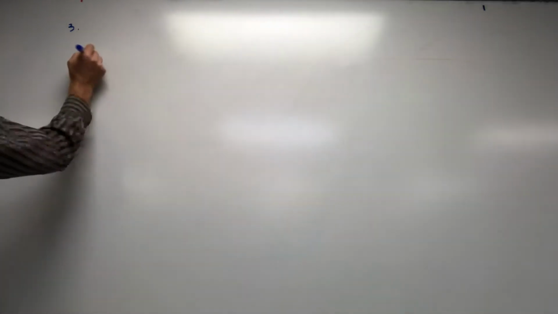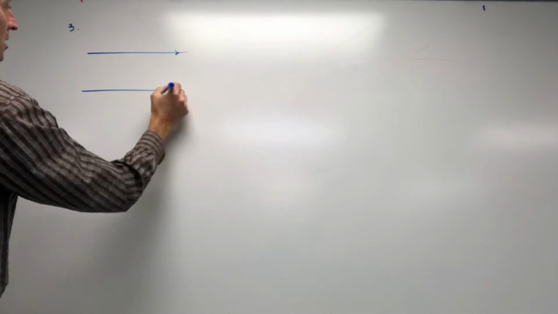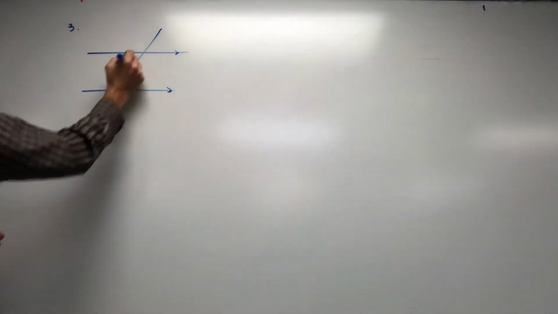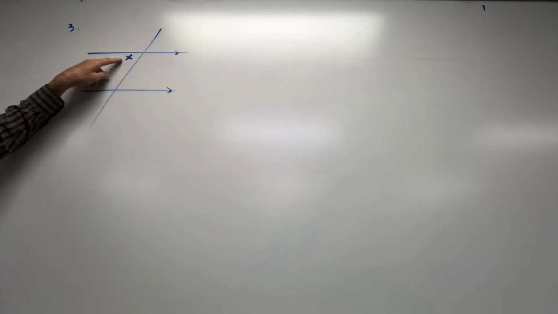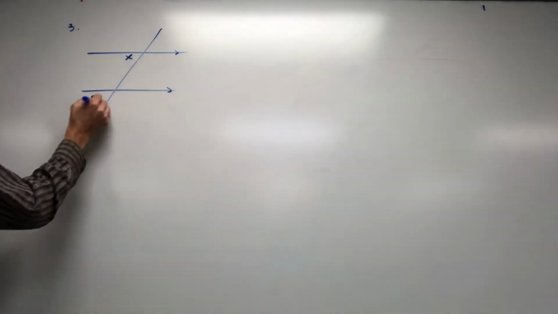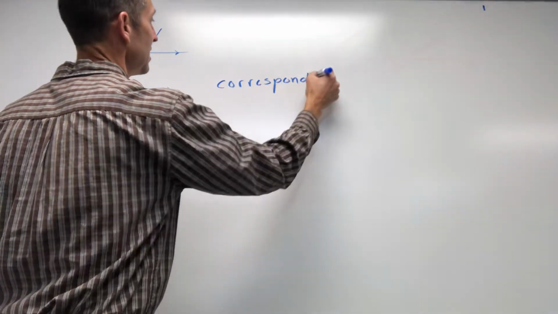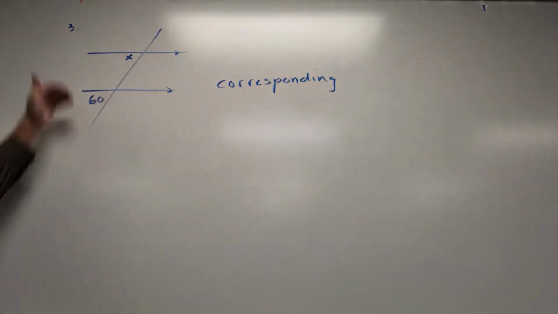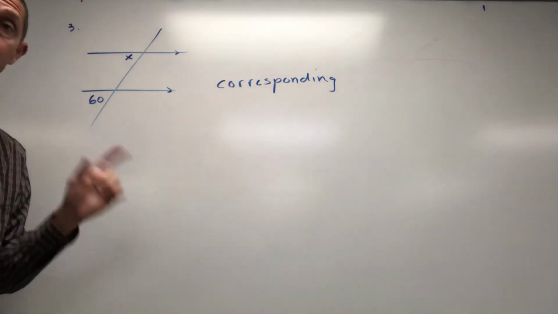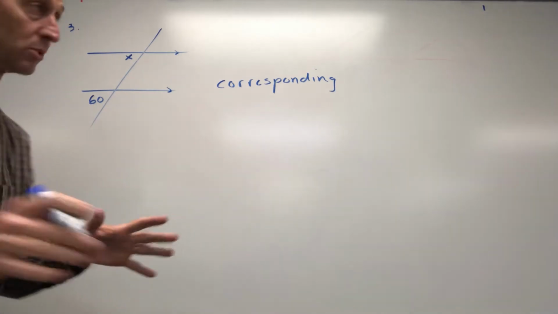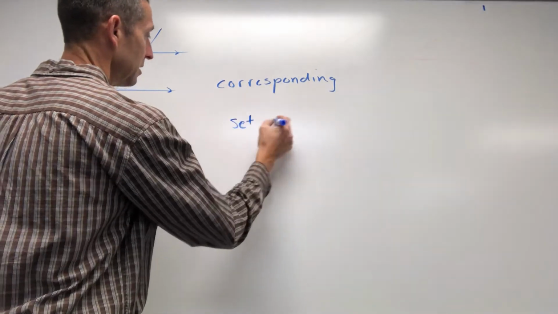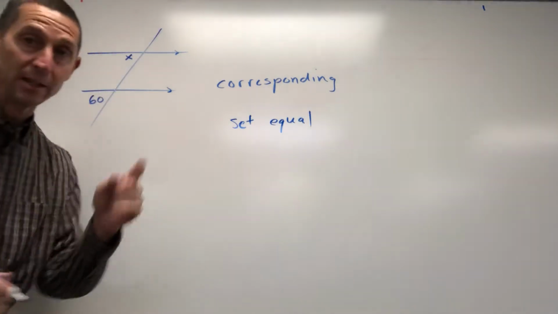So here we go, number 3. All right, let's go the same setup. I'm going to go 2 parallel lines cut by a transversal. Now the first setup we'll talk about, let's just do corresponding angles. So if I have an angle right here, say X, the corresponding angle down here, 60 degrees. So anytime we have corresponding angles, and you're going to try to figure out your algebra setup for this, the corresponding angles are always set equal to each other. So you can set these angles equal to each other.